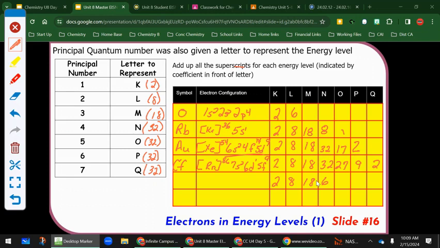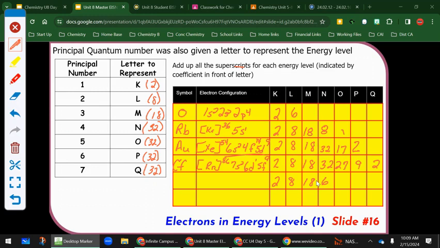I may say that the D orientations are all half filled. So how many D orientations are there? 5. How many D electrons are there? 10. So there are 5 orientations, right? So if they're all half filled, how many would there be? 5 electrons.